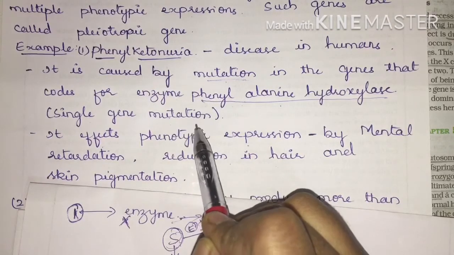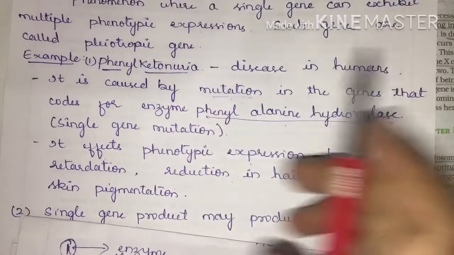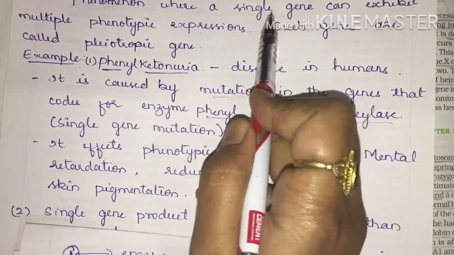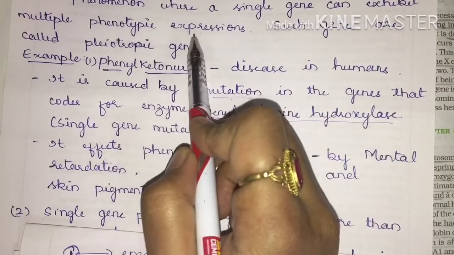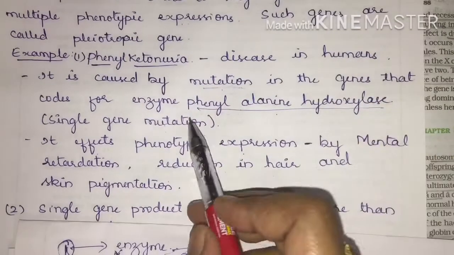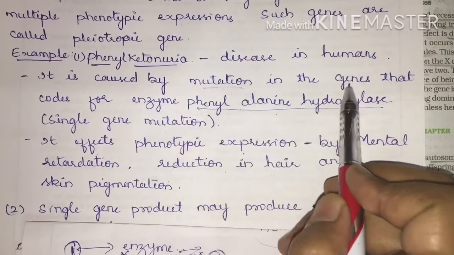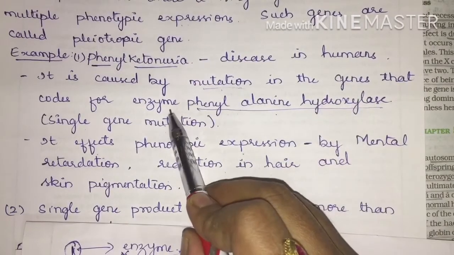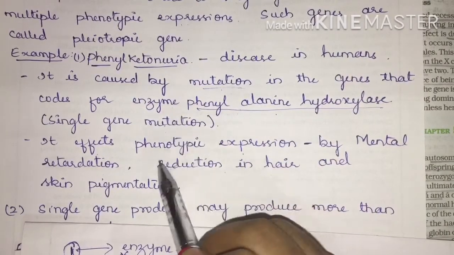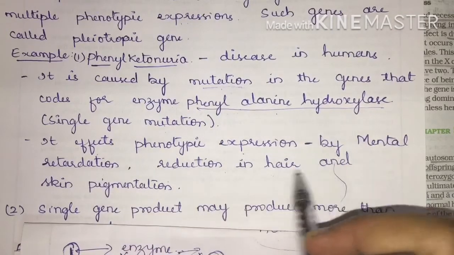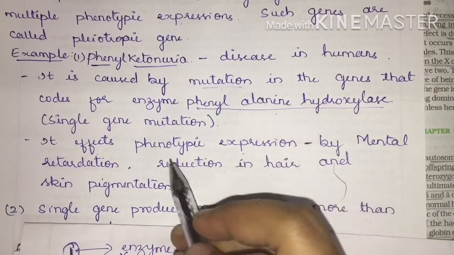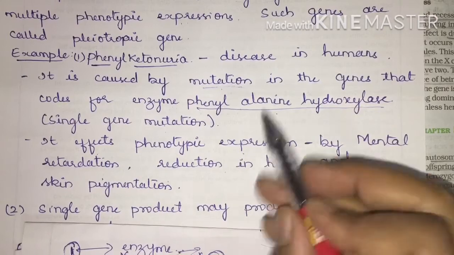Now how is pleiotropy related here? You can find the phenomenon where a single gene, one gene, exhibits multiple phenotypic expressions. This was the one gene. Because of this gene, this enzyme is not produced. Because it is not produced, it is going to give all these expressions, all these characters, all these effects. Hope you got this.